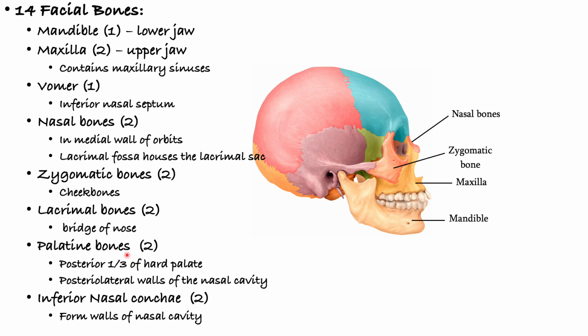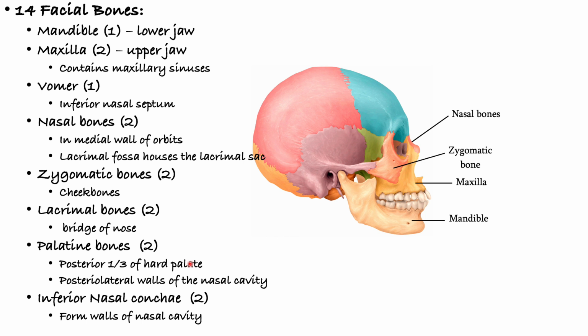The palatine bone makes up the posterior third of your hard palate. What's the hard palate? The hard palate is the roof of your mouth. There are two bones that make up the hard palate. So I just said the palatine bone makes up a third of the hard palate. The maxilla will make up the two thirds, so that forms the roof of your mouth. And the palatine bone also forms the posterolateral walls of the nasal cavity.